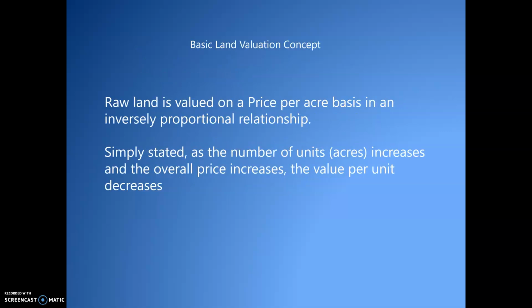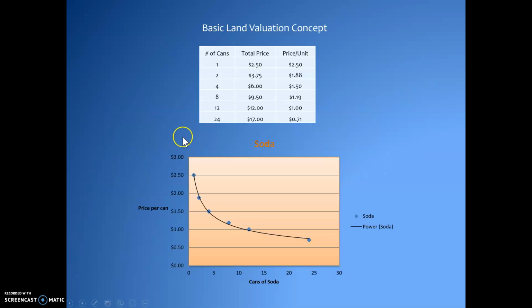The basic concept for our valuation is that raw land is valued on a price per acre basis in an inversely proportional relationship. Simply stated, as the number of acres increases and the overall price increases, the value per unit decreases. That's a little bit confusing, so let's take a look at that with an example here.